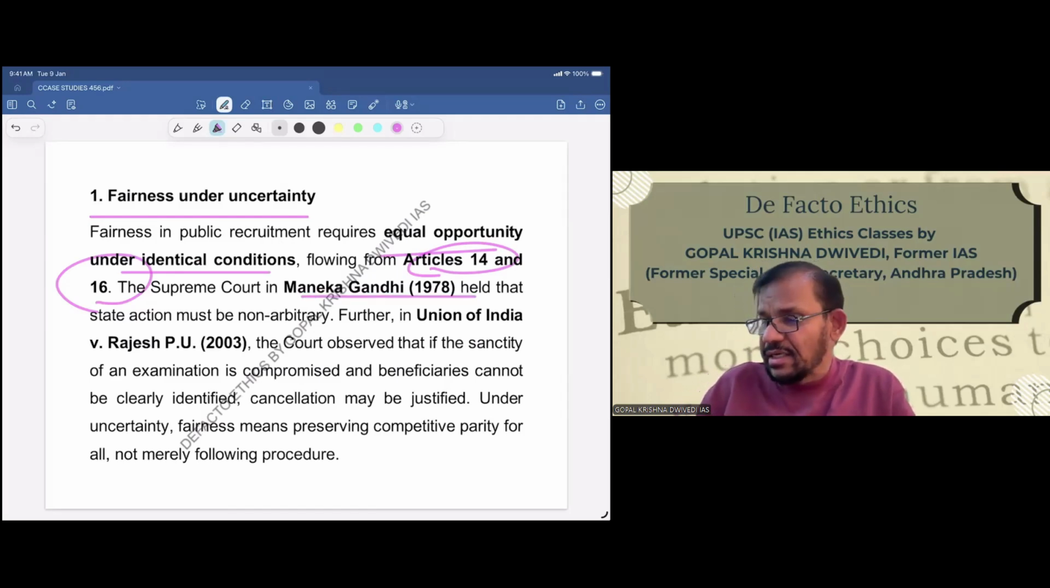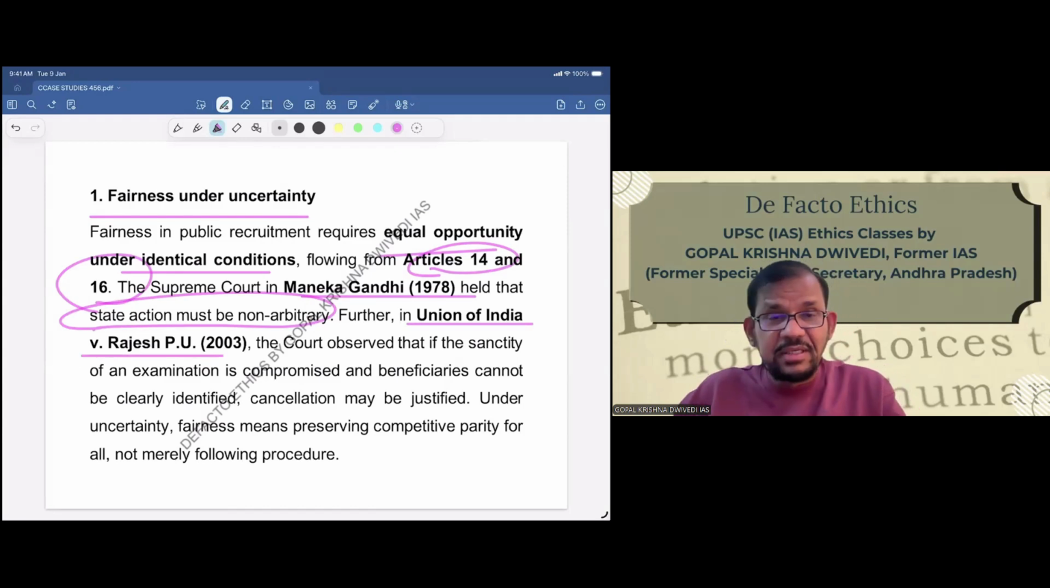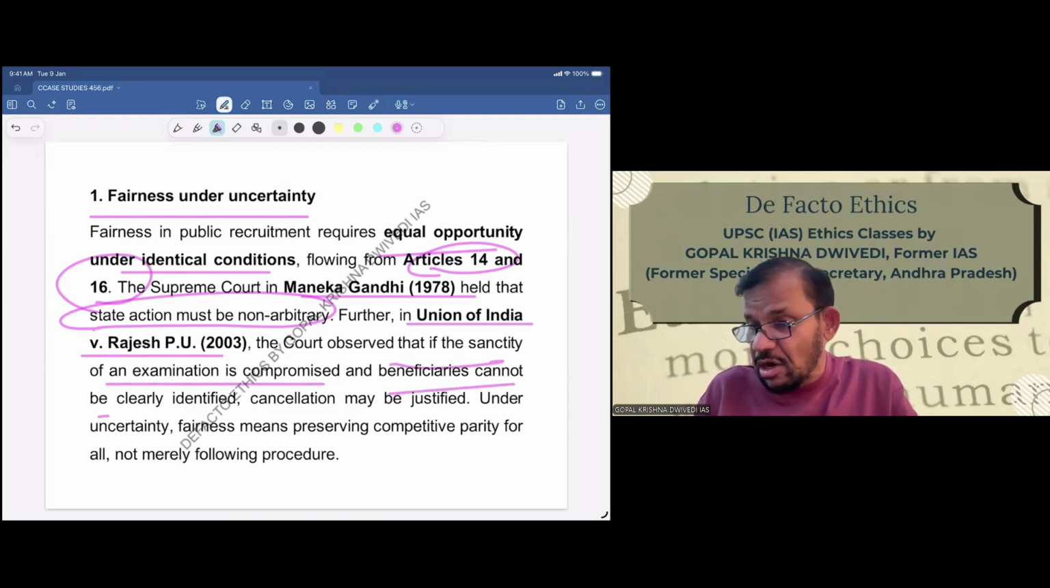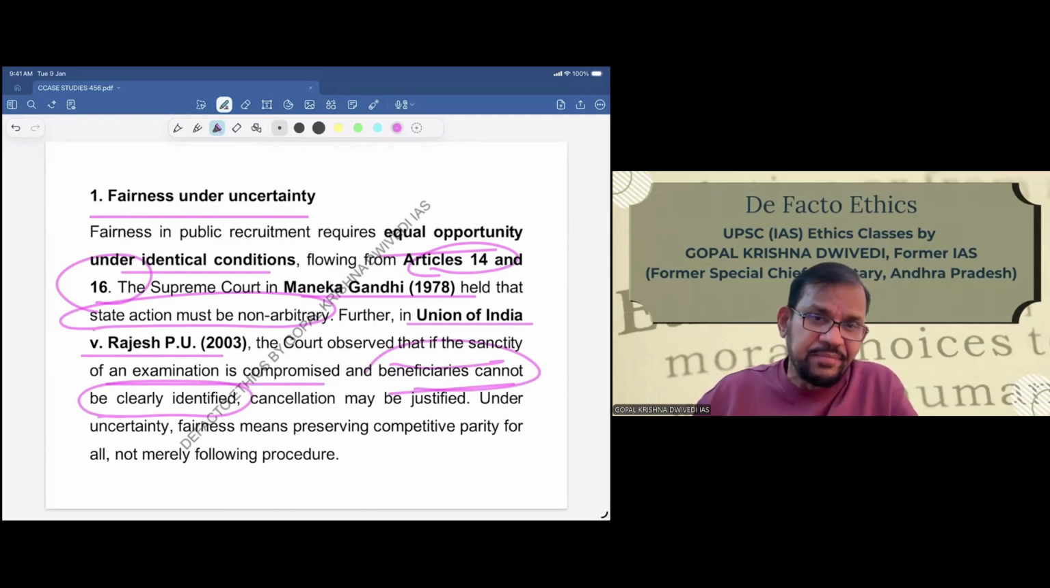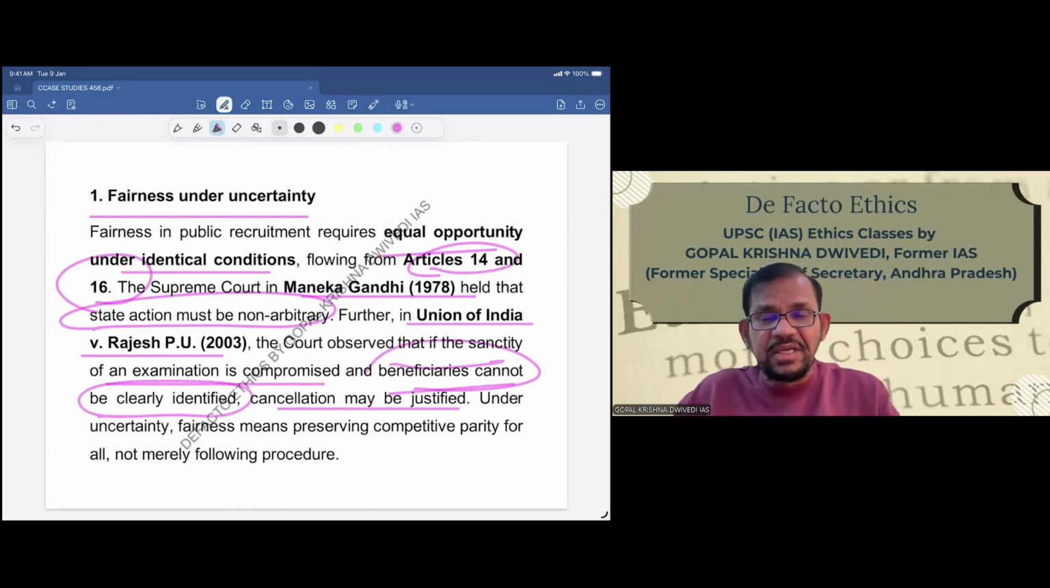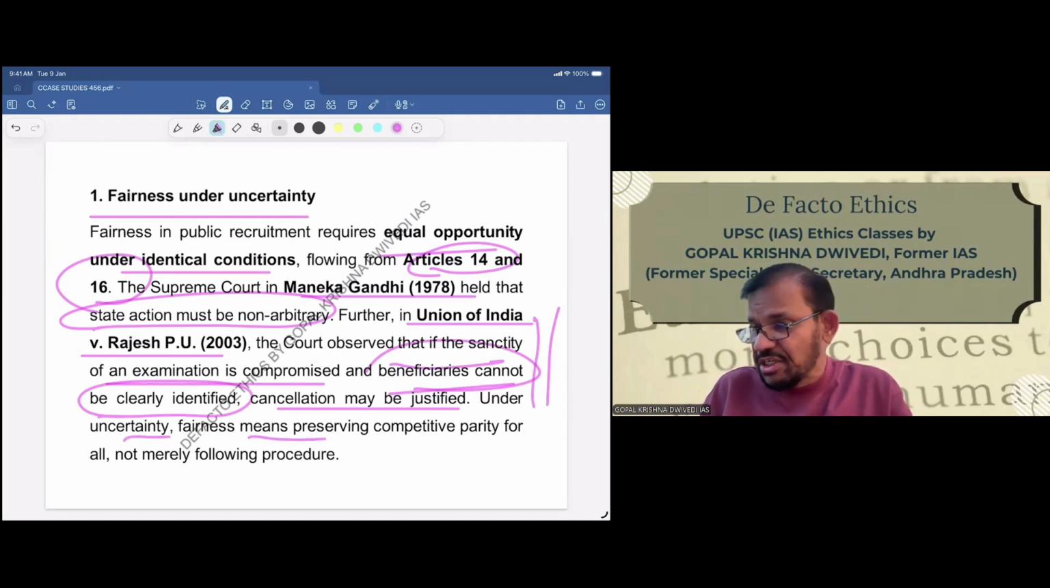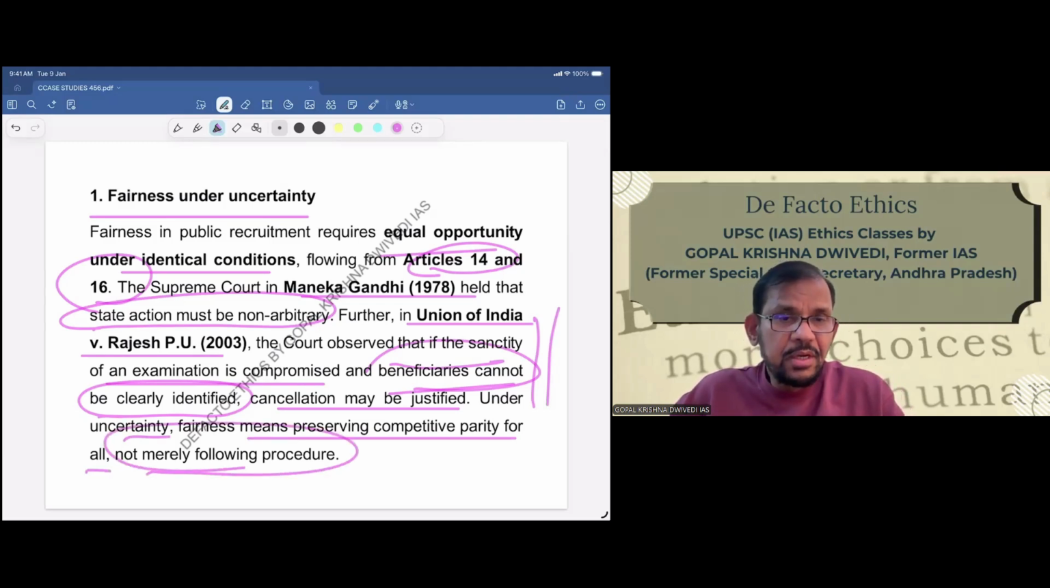The Supreme Court in the Maneka Gandhi case held that state action must not be arbitrary. Further, there is a very relevant case, Union of India versus Rajesh PU, in which the court observed that if the sanctity of an examination is compromised and beneficiaries cannot be clearly identified, which is the case here, cancellation of that exam may be justified. So this was already decided. Under uncertainty, fairness means preserving competitive parity and not merely following the procedure. So this is the first question.